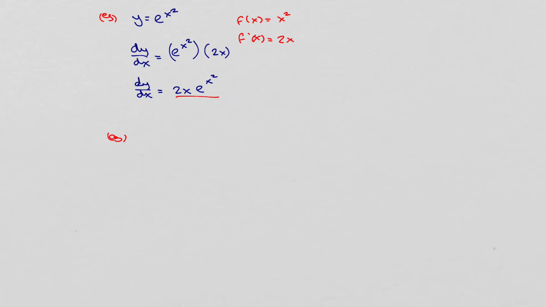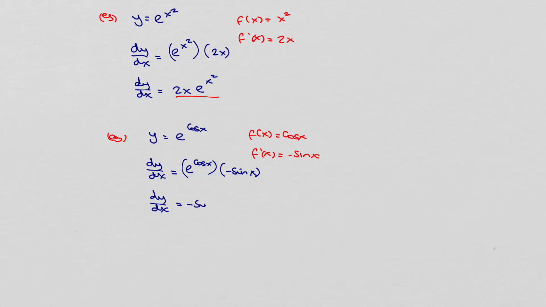And then if we have a look at one more, we have y equals e to the power of cos x. So again, our function within the function is the power. And if I differentiate cos x, I get minus sin x. So if I differentiate e to the power of cos x, then I get itself times the power differentiated, which is minus sin x. So again, that can be written as minus sin x e to the cos x.